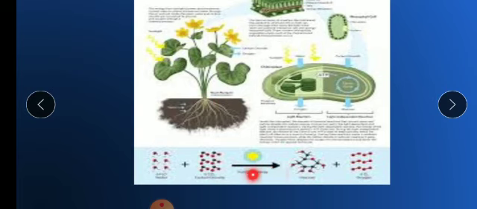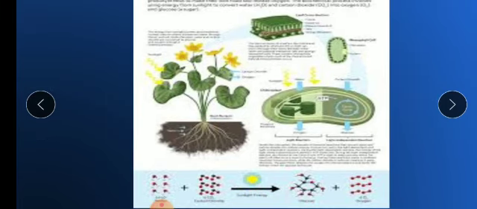The reaction I am showing you here. One more thing: the factors affecting photosynthesis. All the five factors or raw material conditions are very important. Only when they are optimum or proper will the photosynthesis process take place. If the intensity of these raw materials is low, then the rate of photosynthesis will also decrease.